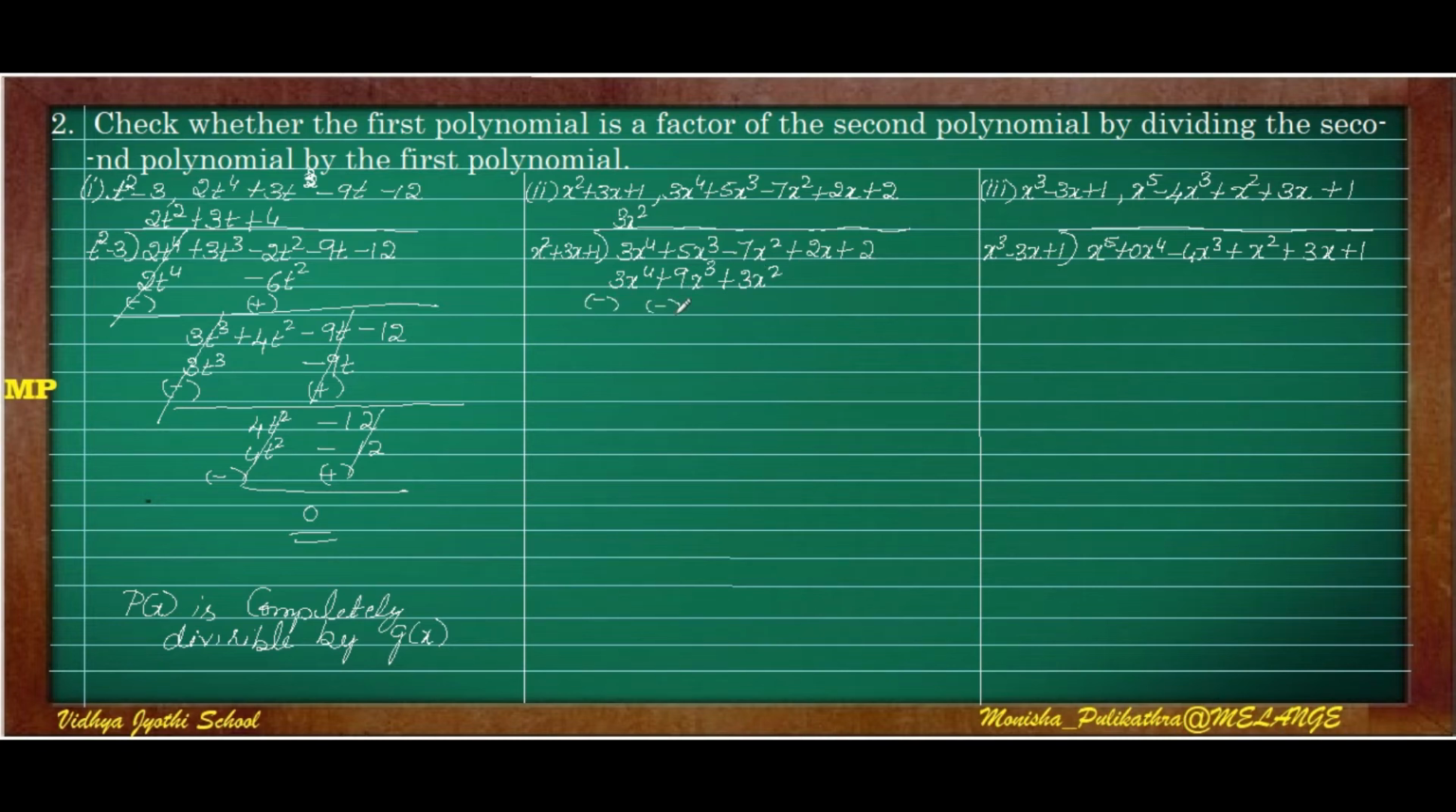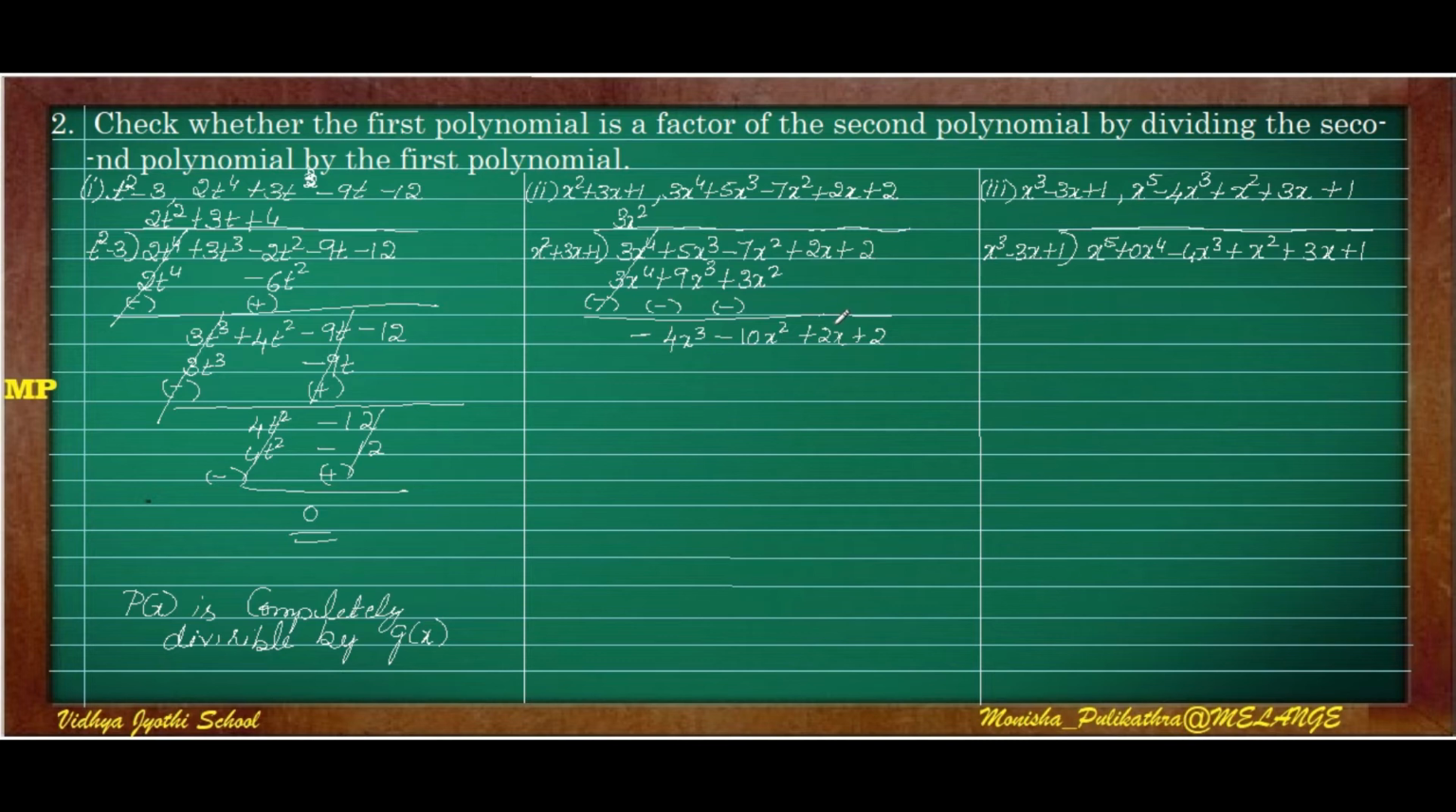Next change the sign. This will get cancelled. Plus into minus is minus, larger number sign is minus. So 9x cube minus 5x cube is 4x cube. Minus into minus is plus, we have to do the addition operation, but the larger number sign is minus here. So 10x square plus 2x plus 2 as it is.